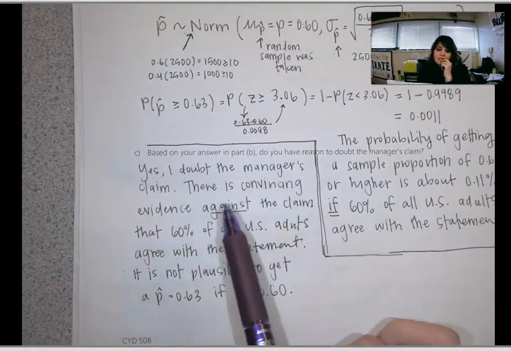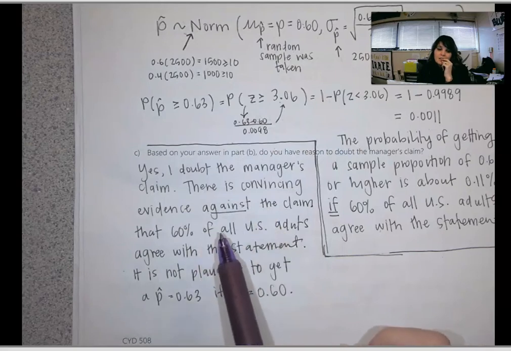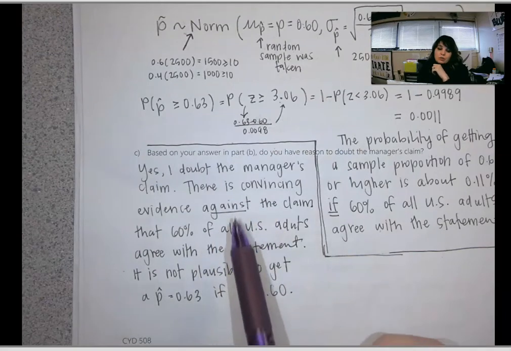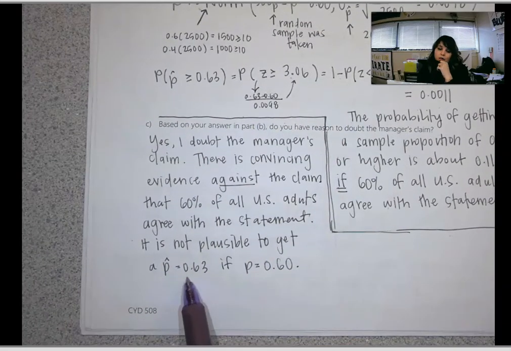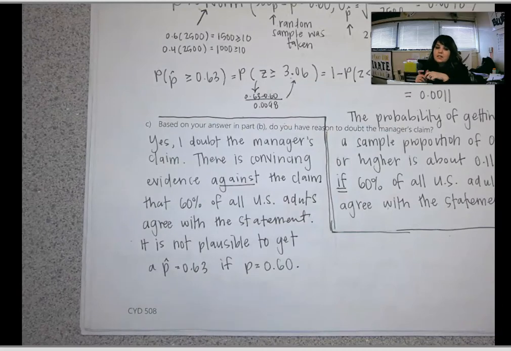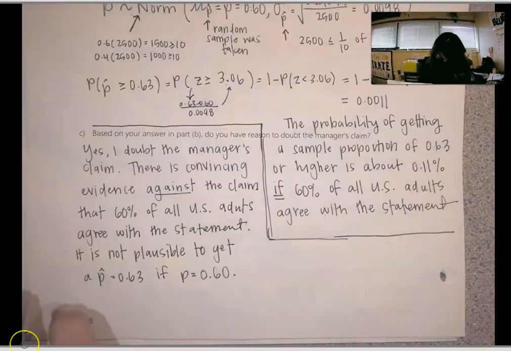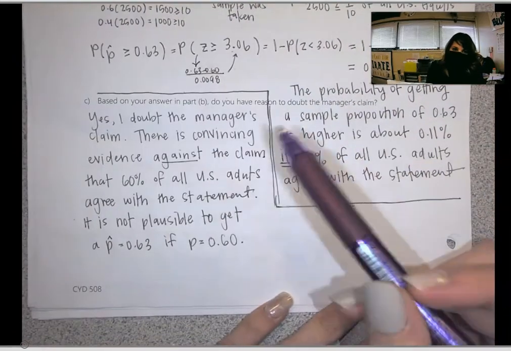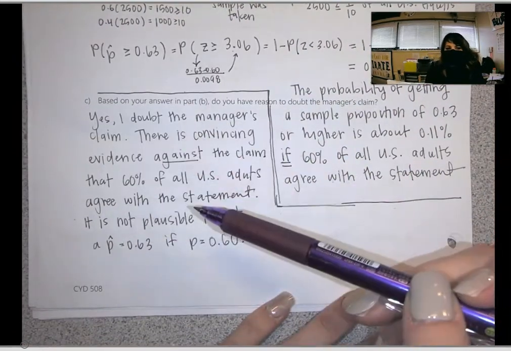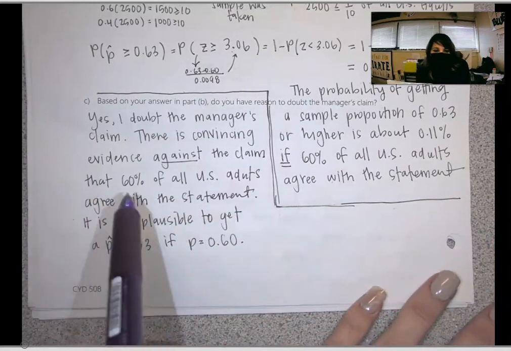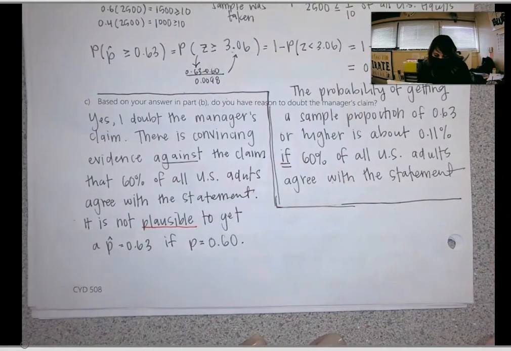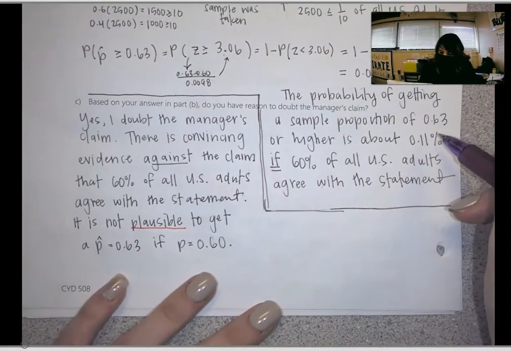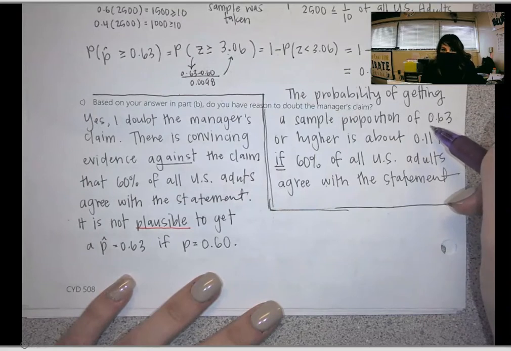There is convincing evidence against the claim that 60% of all U.S. adults agree with the statement. It is not plausible to get a sample of 63% if 60% truly agree. Okay, so I just want to recap the answer for Part C. Notice that I'm using the word plausible. So it is possible to get a sample value this high, but it's not plausible.